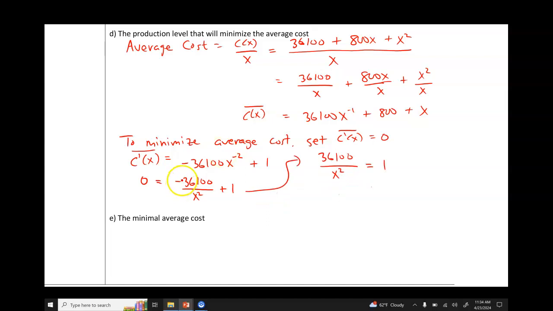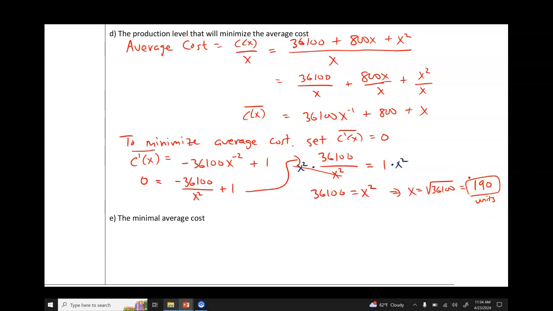First thing we do is we're going to move this entire term to the other side by adding it. And then we want the x squared to be on the numerator, so we're going to multiply both sides by x squared. And then finally, we square root, and we get 190 units. So when we produce 190 units, the average cost will be minimized.